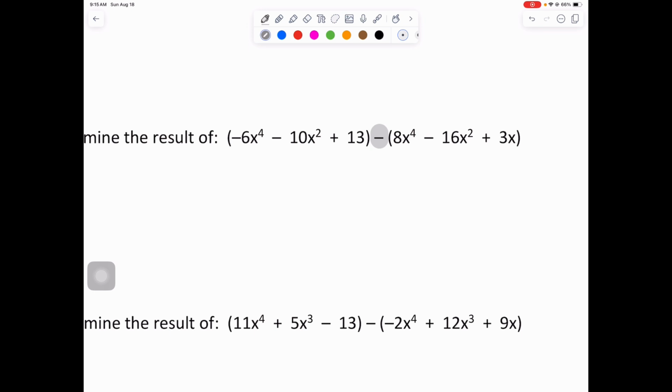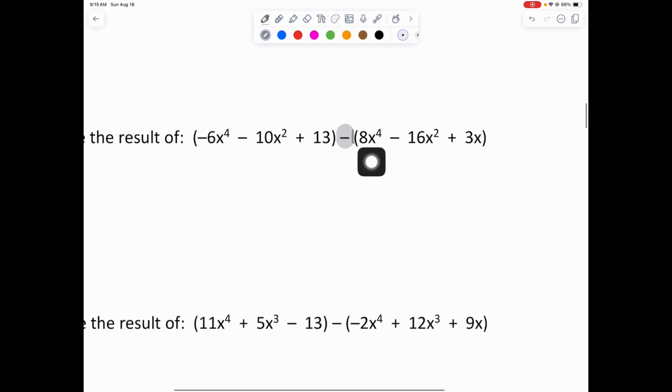All right, so remember, this would act then as a negative 1 that would need to be distributed to the 8x to the fourth, the negative 16x squared, and plus 3x. So just to show you that, I'm going to highlight these three terms, and right below, flip the sign of them because that's all we're doing. A negative times a positive becomes a negative, so negative 8x to the fourth. A negative times a negative becomes a positive, so that would be plus 16x squared. And again, the negative times a positive would become a negative, giving us negative 3x.